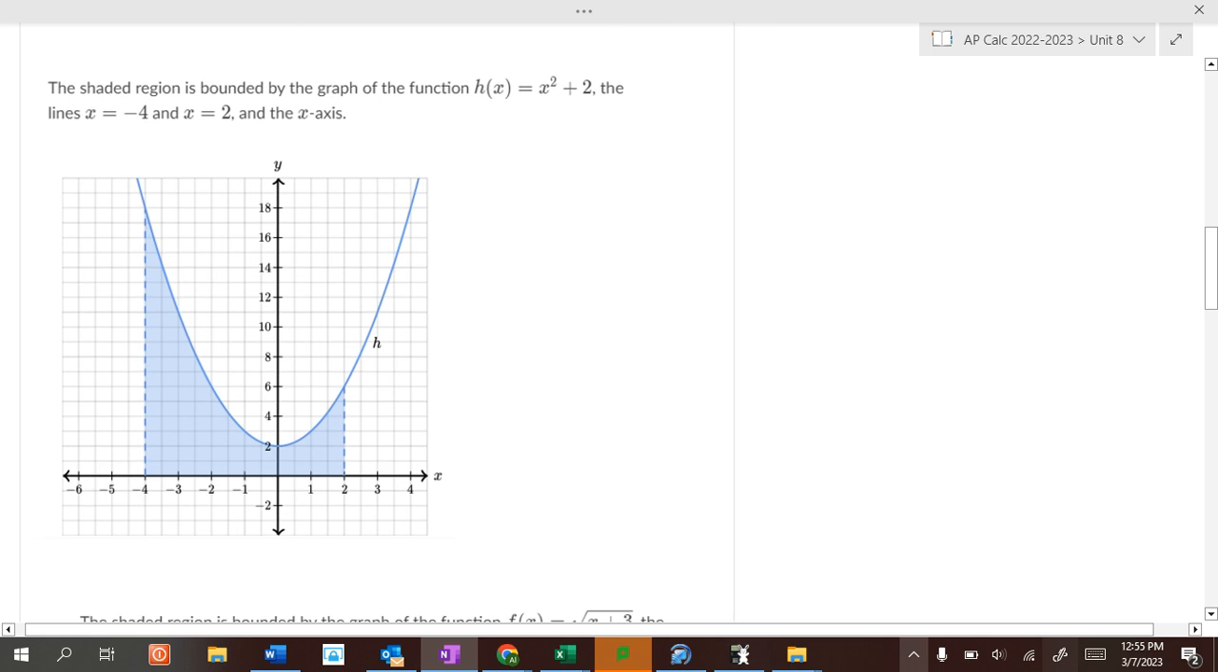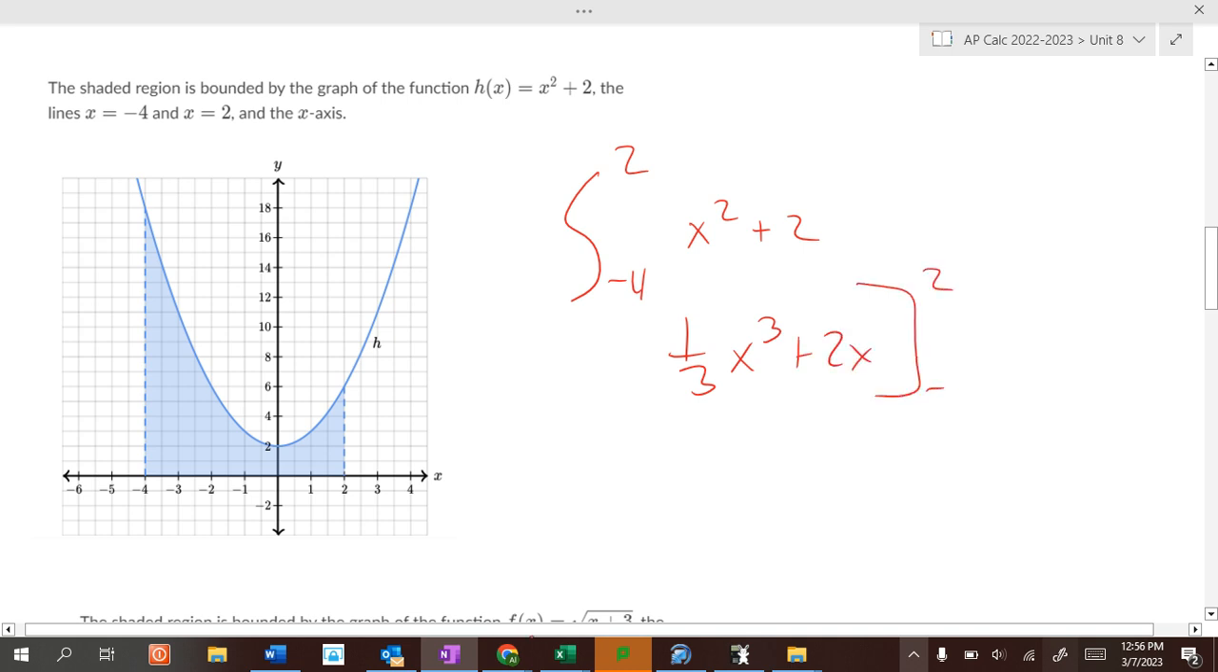So the other area under this curve is the integral from negative 4 to 2 of x squared plus 2. So when we integrate it, it's 1/3 x cubed plus 2x from negative 4 to 2. It would be nice if our graphing calculators would do this for us.